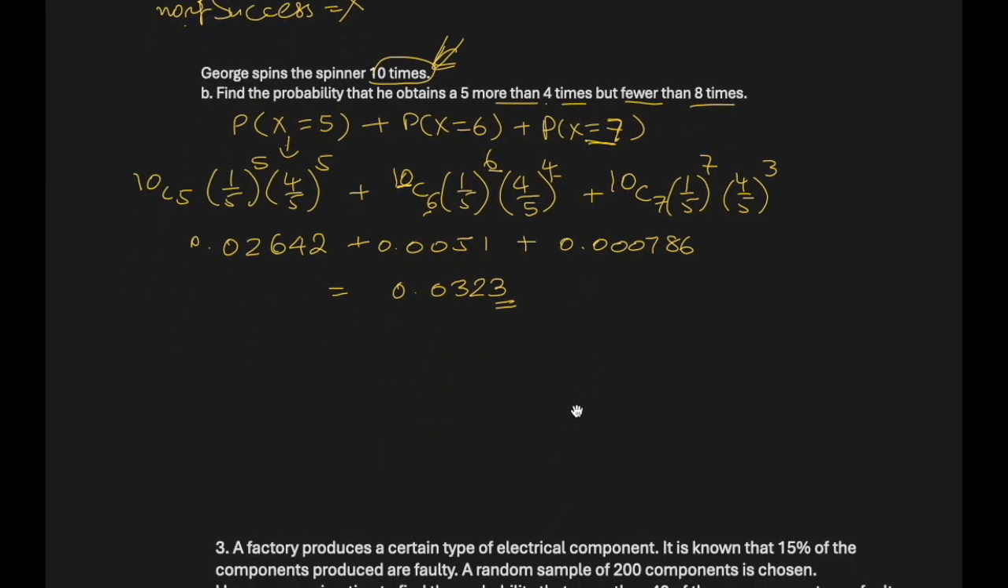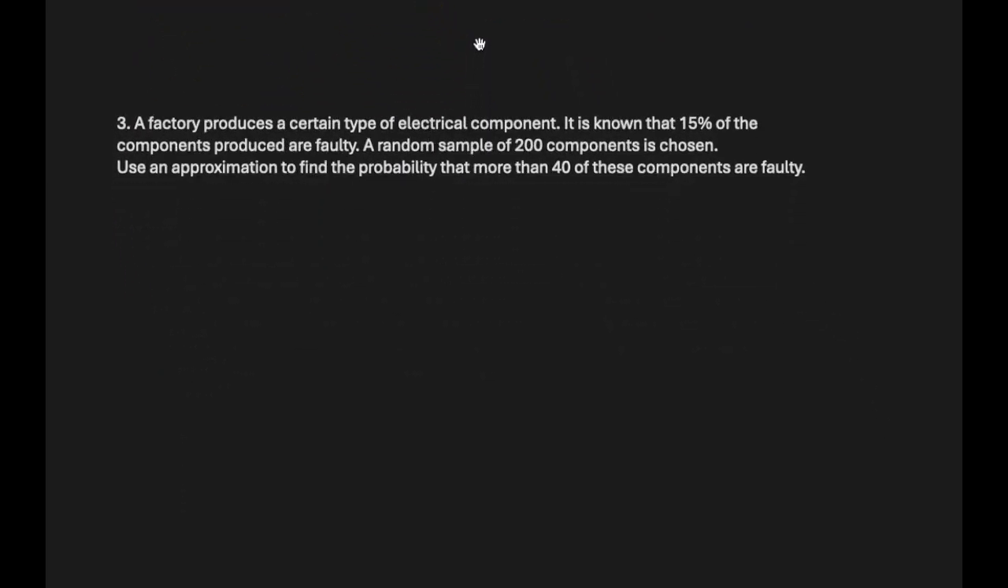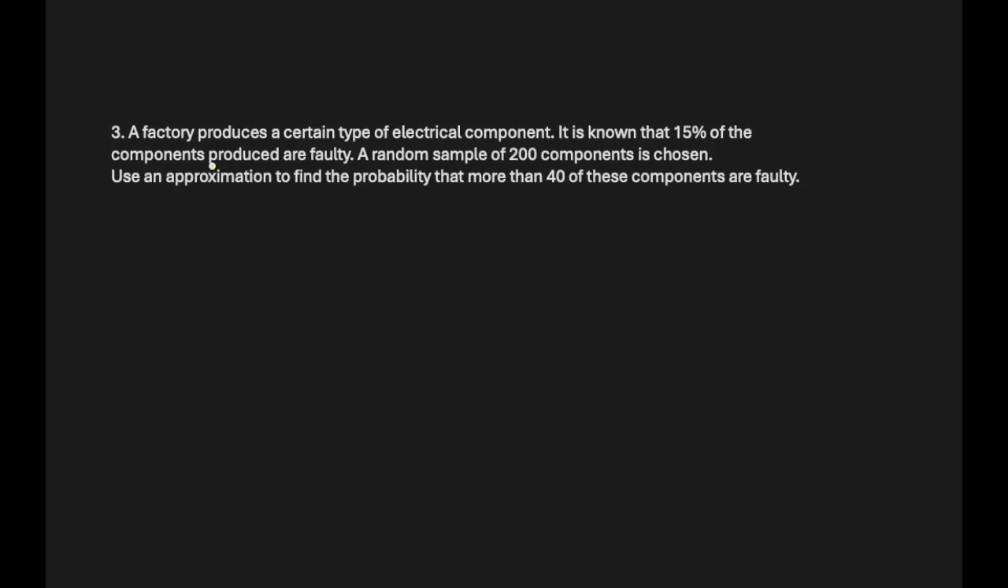Okay, shall we go to the next one? Yes, we do. A factory produces a certain type of electrical component. It is known that 15% of the components produced are faulty. Okay. So a random sample of 200 components is chosen. Use the approximation. They're saying approximation, and we know only one approximation, that is normal approximation. To find the probability that more than 40 of these components are faulty.